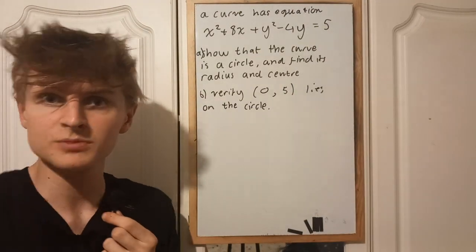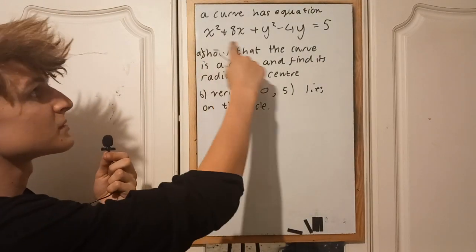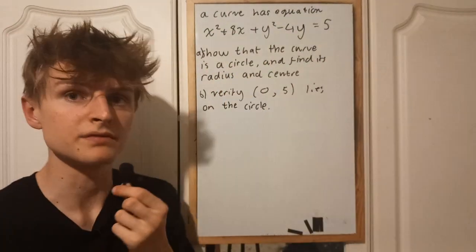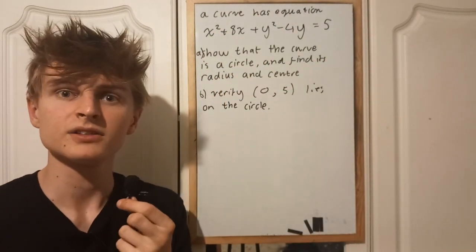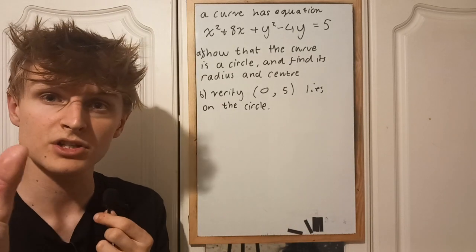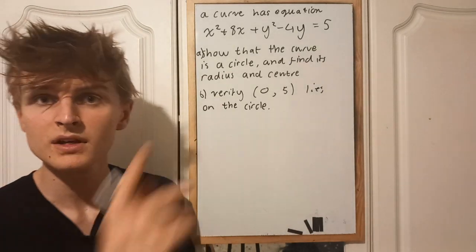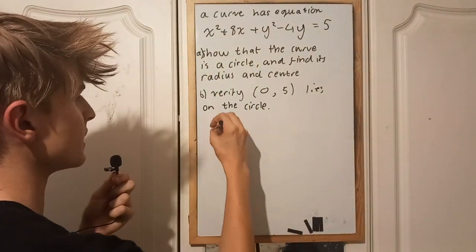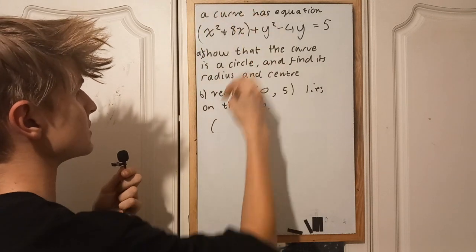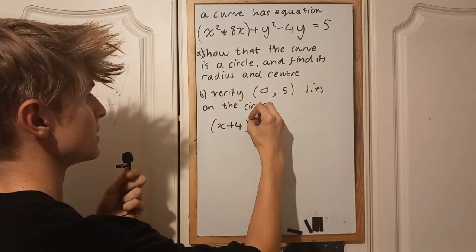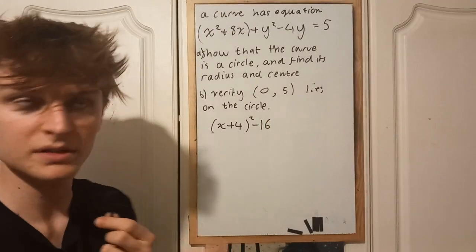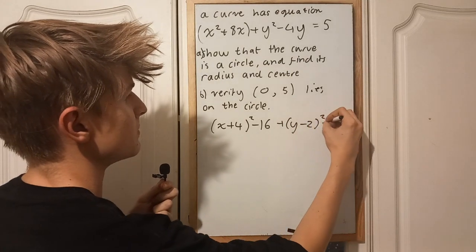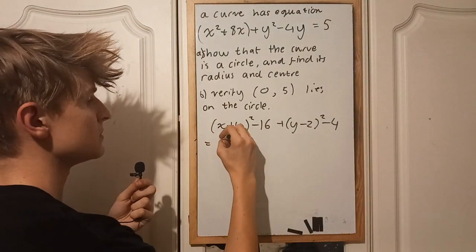Now, if you watch my last video, you remember that when you're faced with the equation of a curve that looks like this, where you've got some squared and some loose linear variables, you can just use completing the square to show that it's a circle, and then from the equation of the circle you can get its radius and its centre. So let's complete the square. First of all, completing the square on this first bit with x, this little bit here becomes x plus 4 squared minus 16. Don't believe me? Expand it. And this second bit becomes y minus 2 squared minus 4, and that needs to still equal 5.